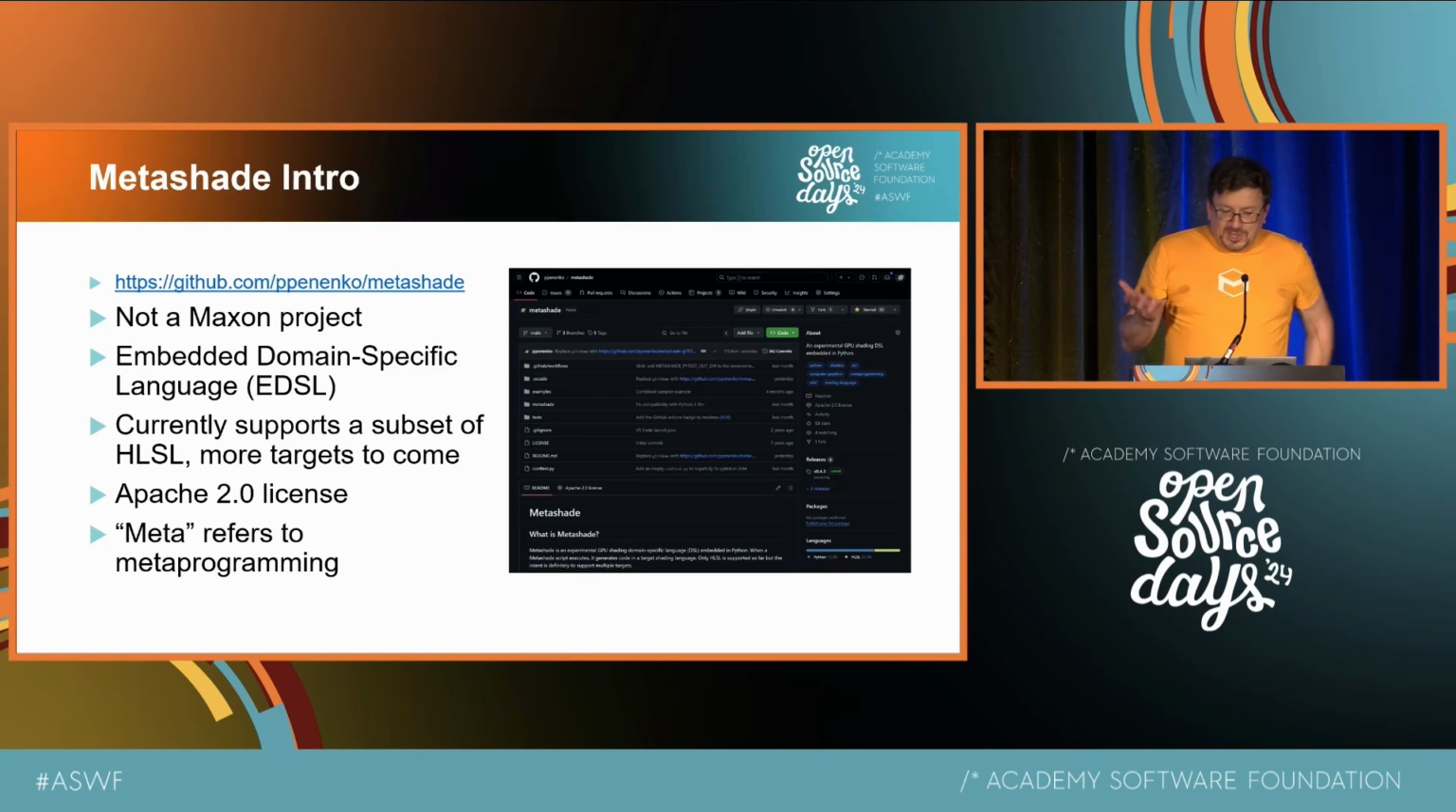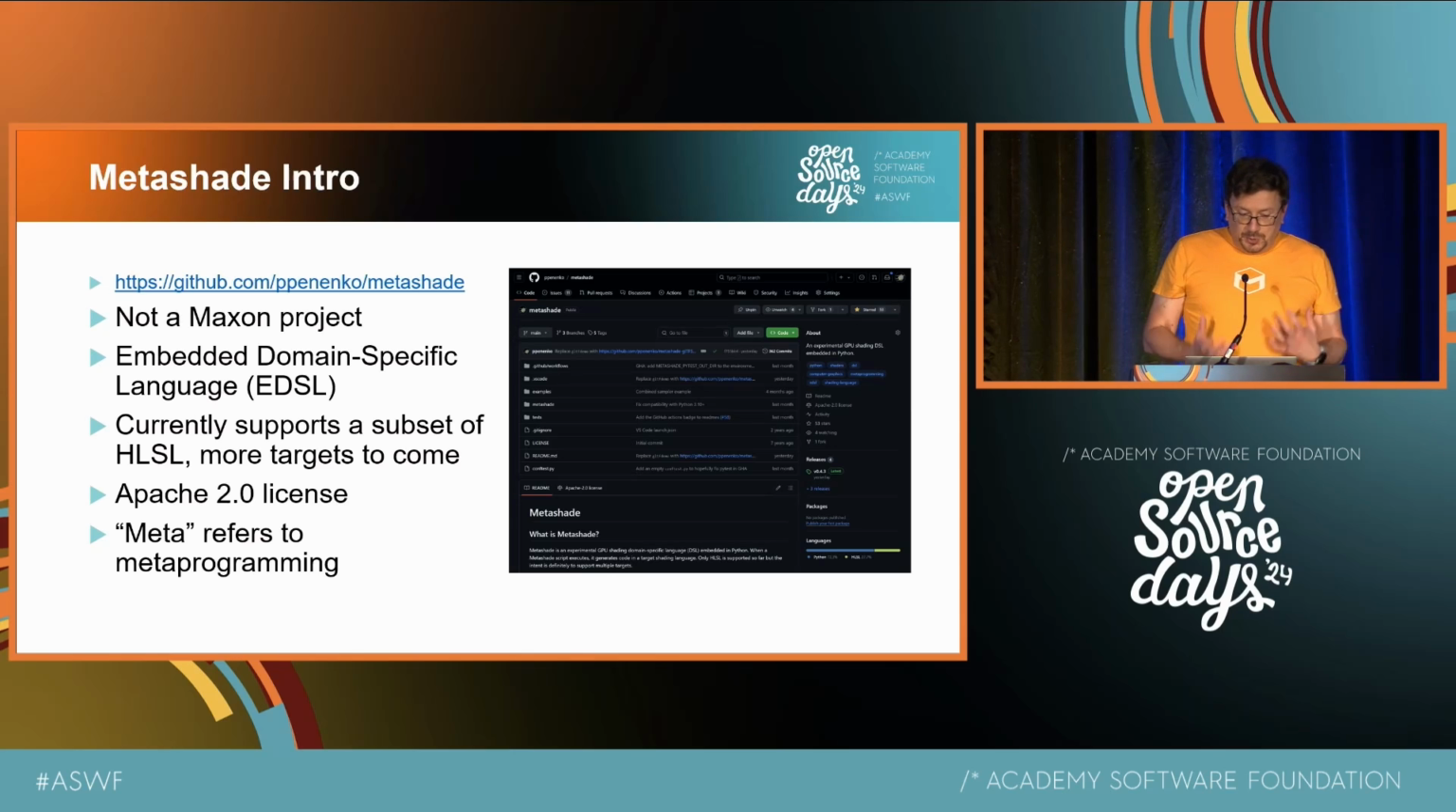So what is Metashade? First of all, it's not officially a Maxon project. I have to say it as a disclaimer. It's a personal project. It's out there on GitHub. And what it is, is an embedded domain-specific language, which means that it takes a general-purpose programming language, in this case Python, overloads some of its syntax and implements a domain-specific shading language inside of Python.